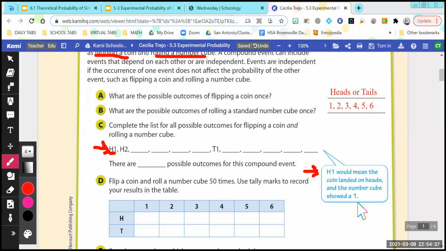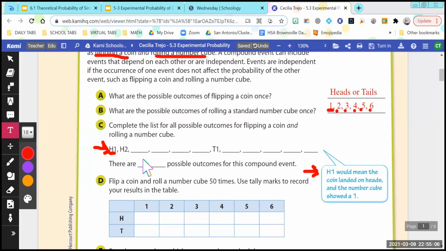So then H2 would mean that we landed on heads and we rolled a two, right? But remember, we said for rolling a number cube, we have six possible outcomes. So what are we missing? I'm missing the heads 3, heads 4, heads 5, and the heads 6, okay? So I'm actually going to fill in those four blanks with that outcome.